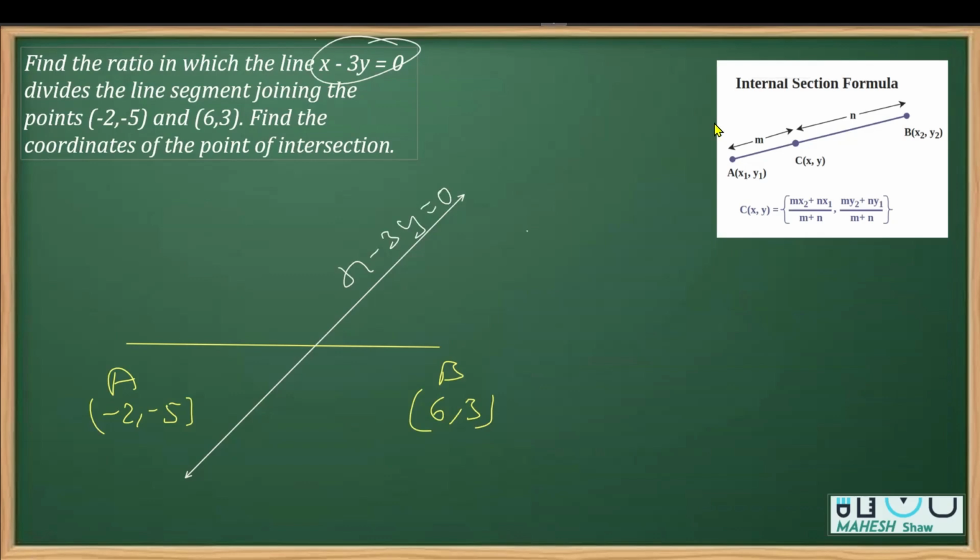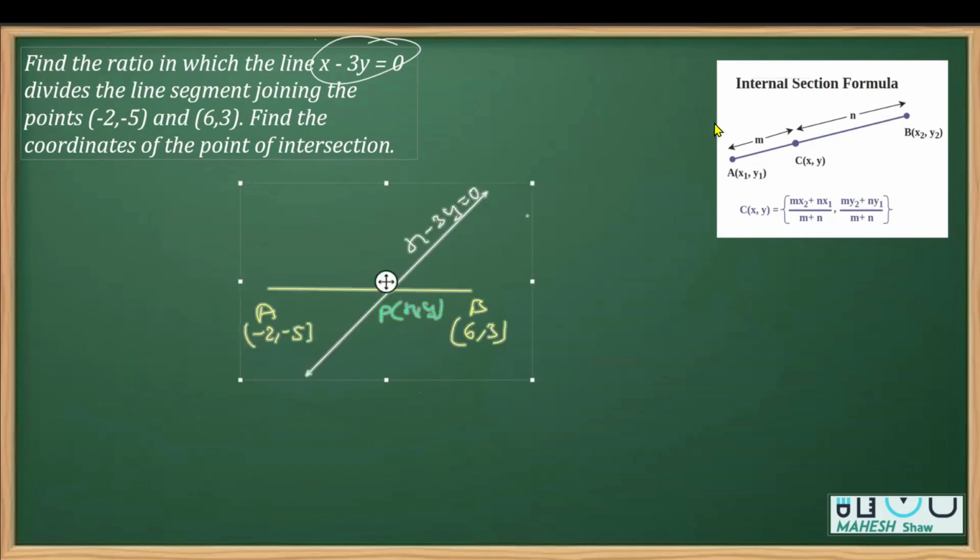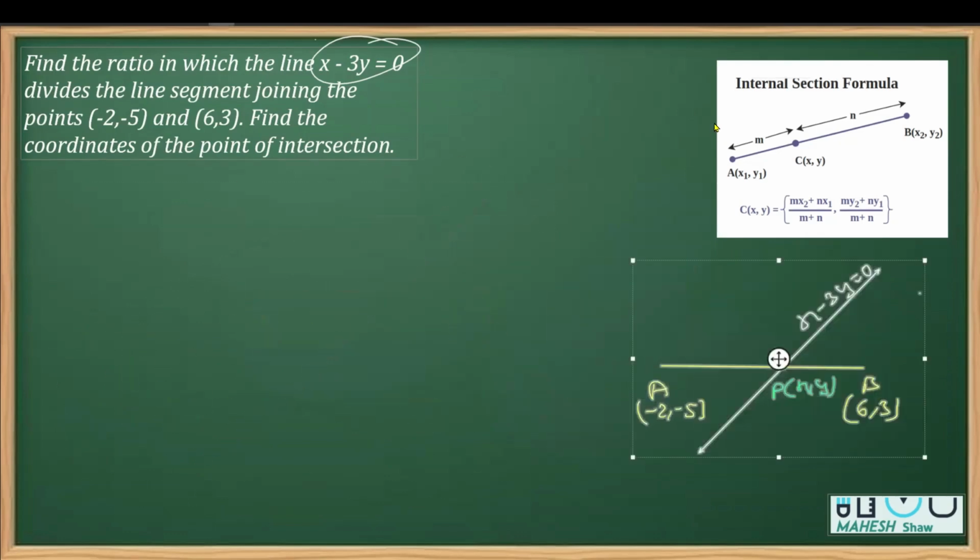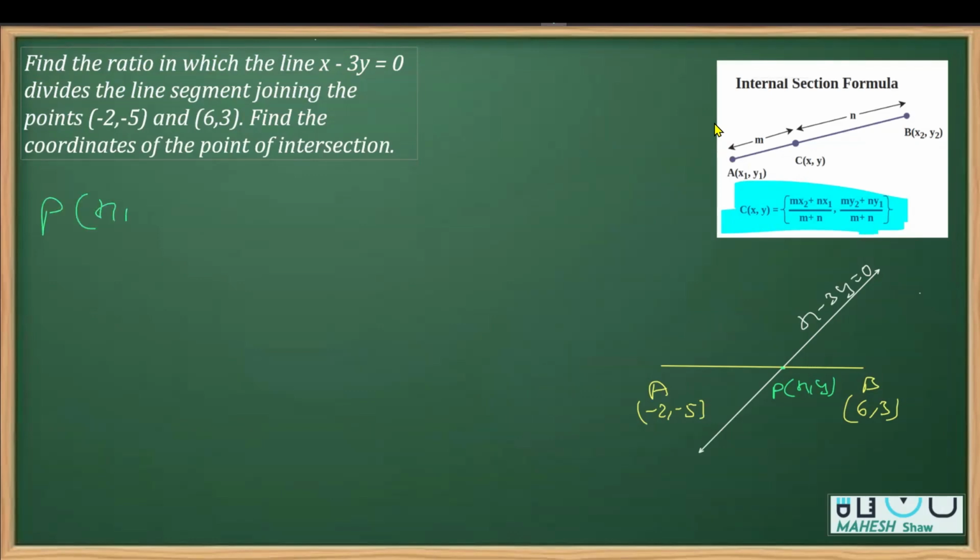Let's say I take a point P, which is the intersection of these two lines, and I mark its coordinates as x, y. Now check over here. What we are going to do is apply the section formula first. And the section formula is this. So this way we can get the coordinate of P.